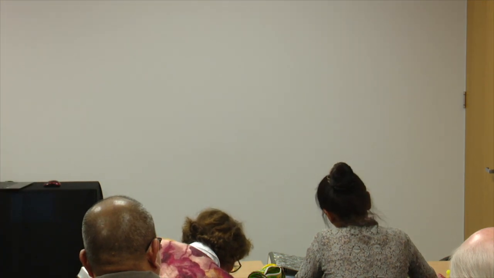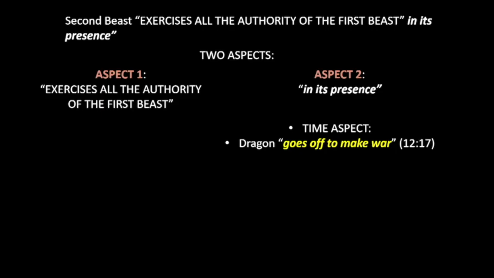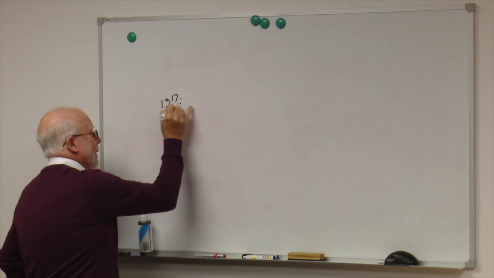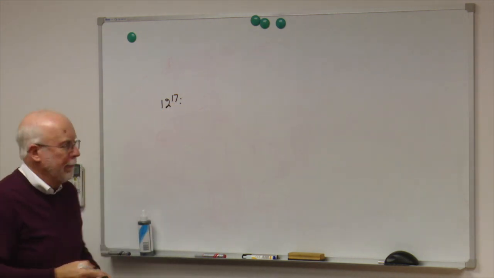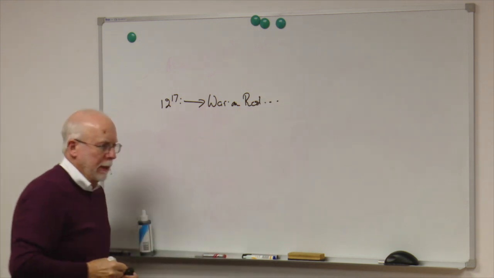Now, this is giving us a time aspect. When does the second beast exercise his authority? Well, he does it in the presence of the first beast. Okay. Now remember this. This is the background. What do we have in Revelation chapter 12 and verse 17? The dragon, he's angry with the woman, and he goes off to make war on the remnant of her seed. So this is chapter 12 and verse 17. So he goes off to make war on the rest of her offspring. We're clear on that, huh?